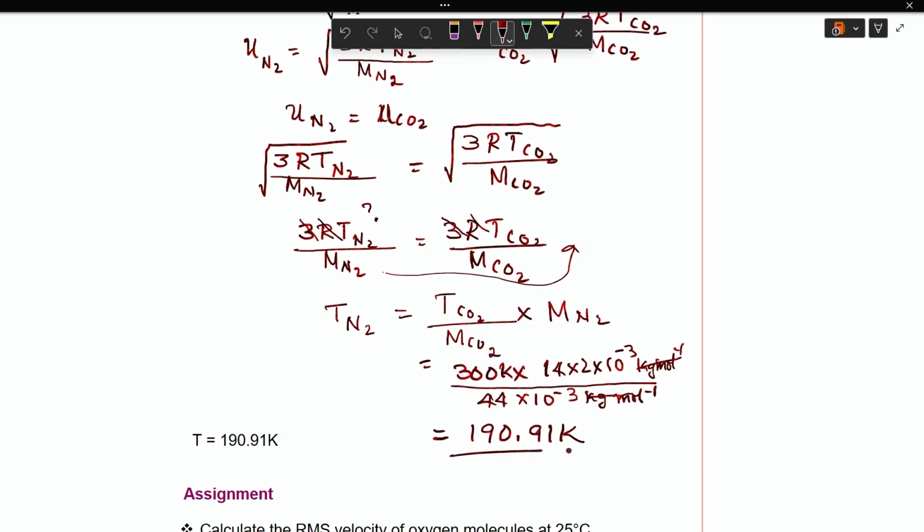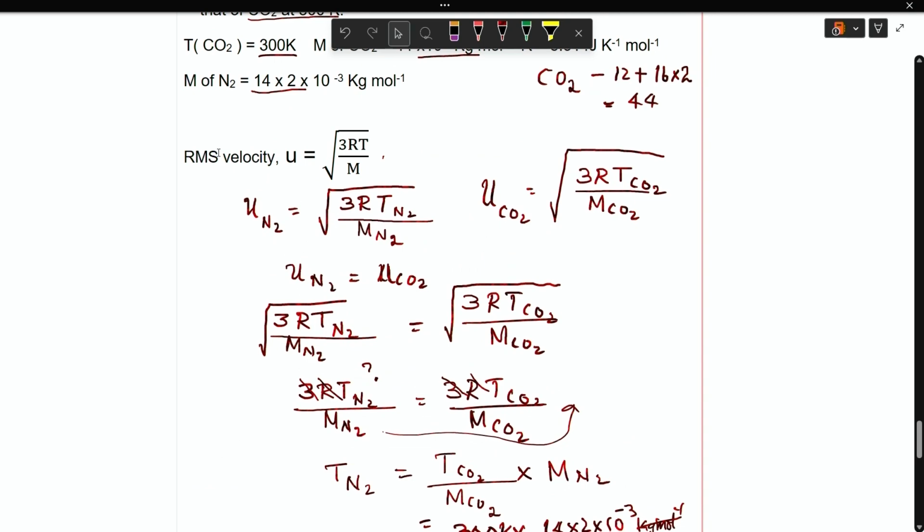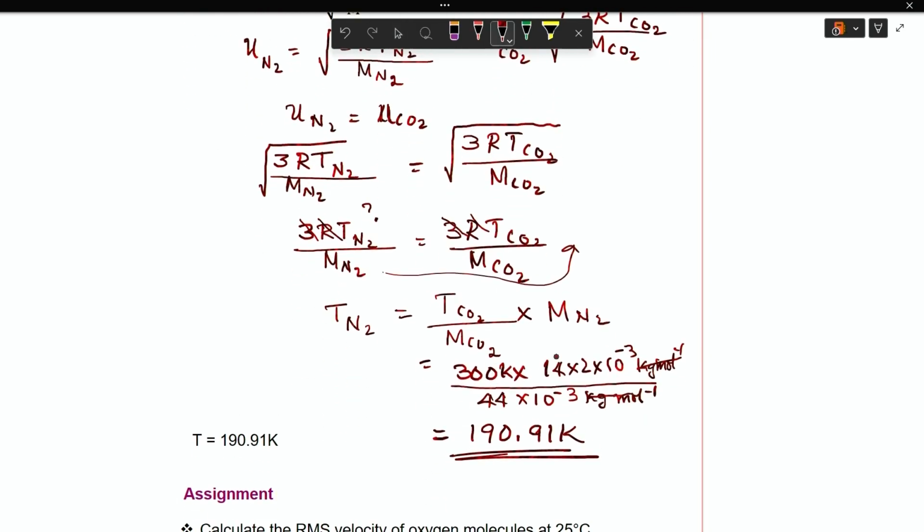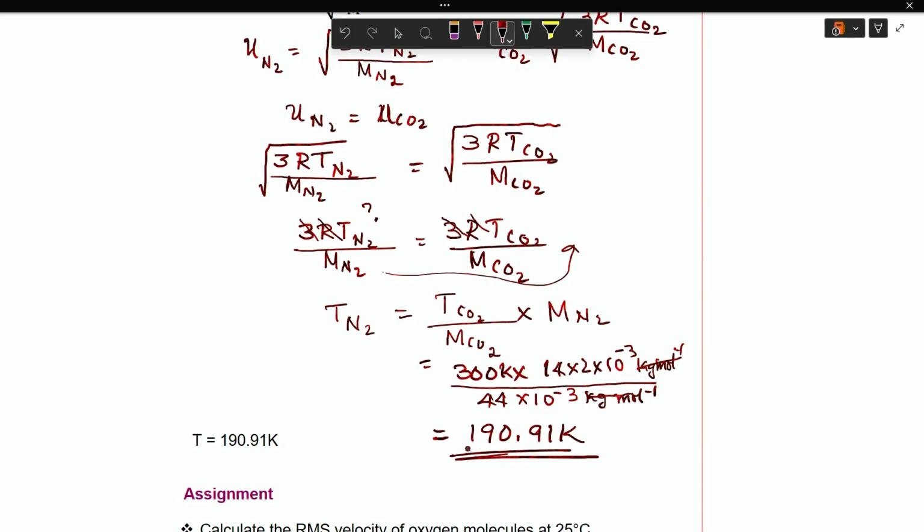So, by solving, we will get it as 190.91 Kelvin. See, here in this case it was 300, and in the case of nitrogen it has got the same velocity at a lower temperature. Can you guess why is it? Because nitrogen, its molecular mass is lower, while that of carbon dioxide it is higher.